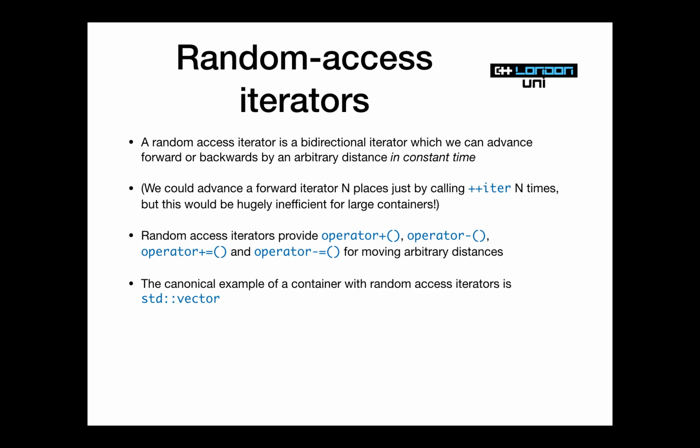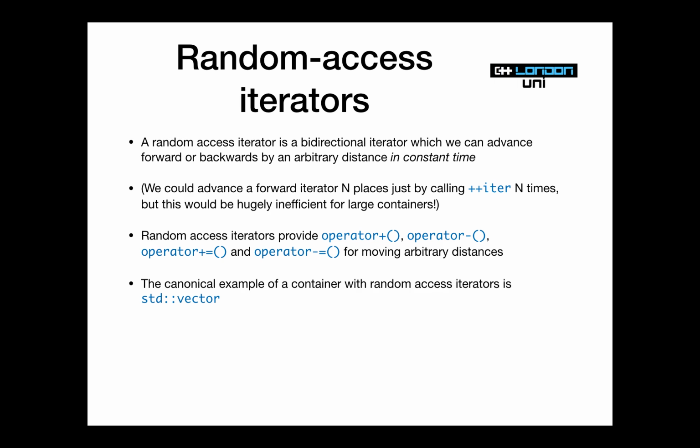And of course, the canonical example, the best example of a container with random access iterators is standard vector. Standard vector is generally the best for everything. Standard vector is just the best thing in the world. One of the things that makes it great is it has these random access iterators, so doing things with it is really fast.